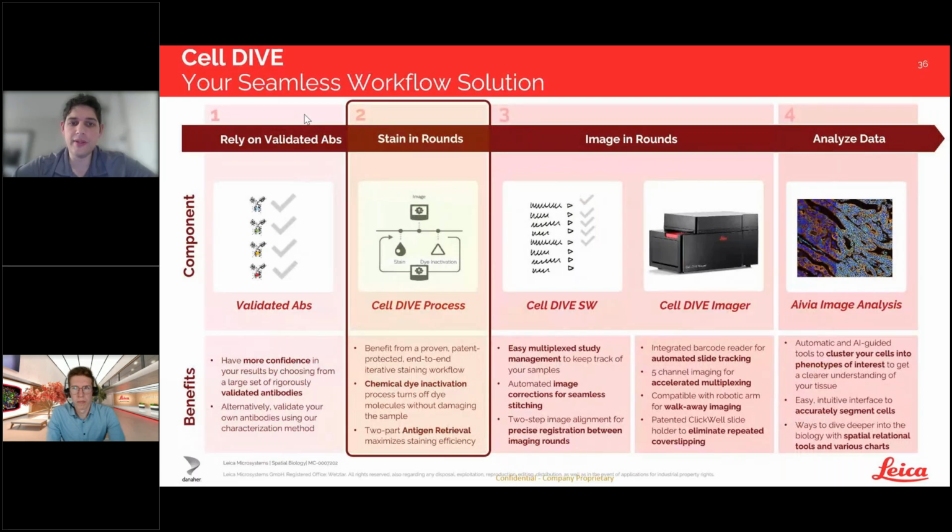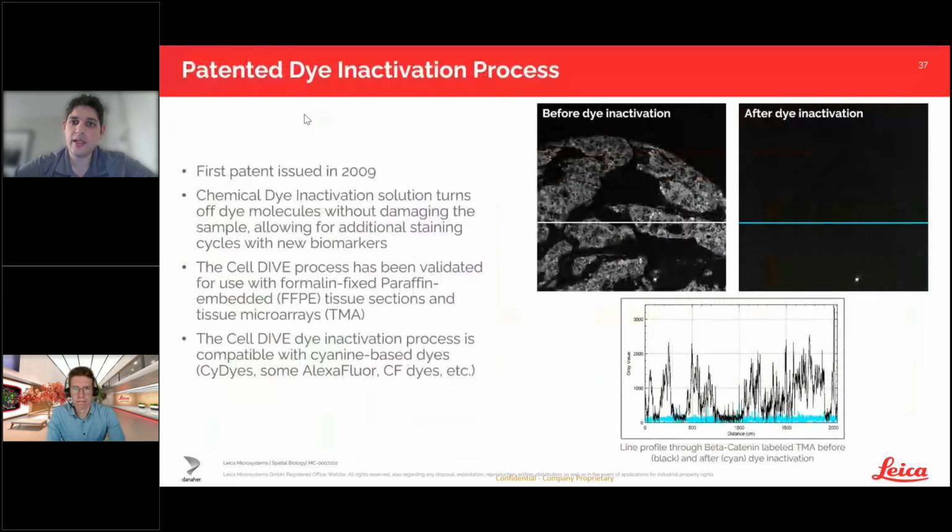Next, I'll talk about the CellDive process. So the CellDive process uses a patented dye inactivation solution. It's been patented since 2009, and it turns off dye molecules in the sample, and it doesn't damage the underlying sample, allowing you to build up additional staining cycles with new biomarkers. It's validated for use with FFPE tissue sections and tissue microarrays, and it's compatible with cyanine-based dyes, some Alexa Fluor dyes, and so on and so forth.